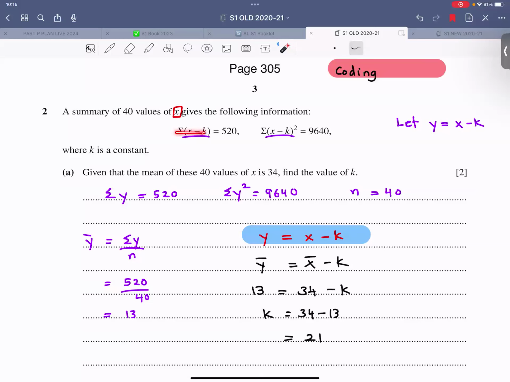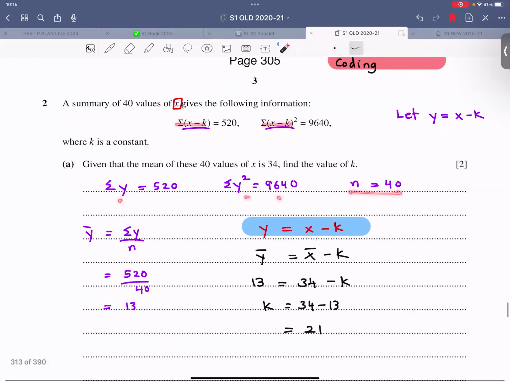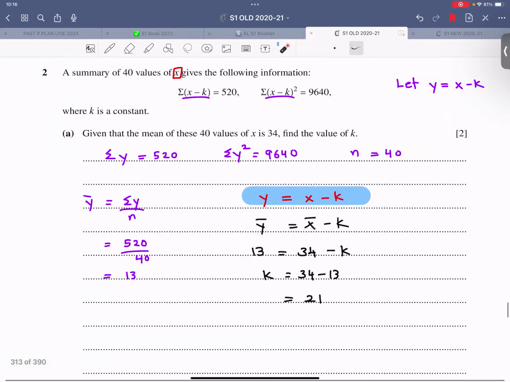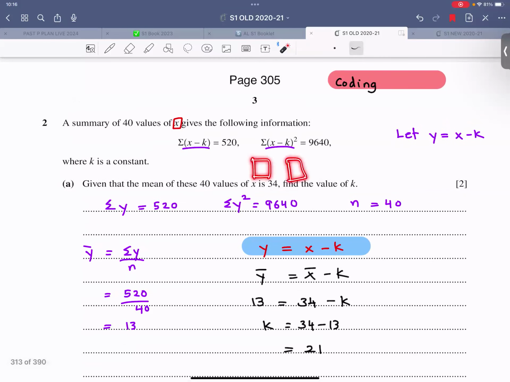First of all, write this as sigma y, and this as sigma y square. N is 40. Y bar is coming out to be 13. Y is x minus k. In other words, y bar is x bar minus k. The mean is changed by addition and subtraction. The standard deviation remains unchanged. So y bar is 13, x bar is 34. Therefore, k comes out to be 21. That means from whatever the original data was, 21 was subtracted and the data of y was formed.